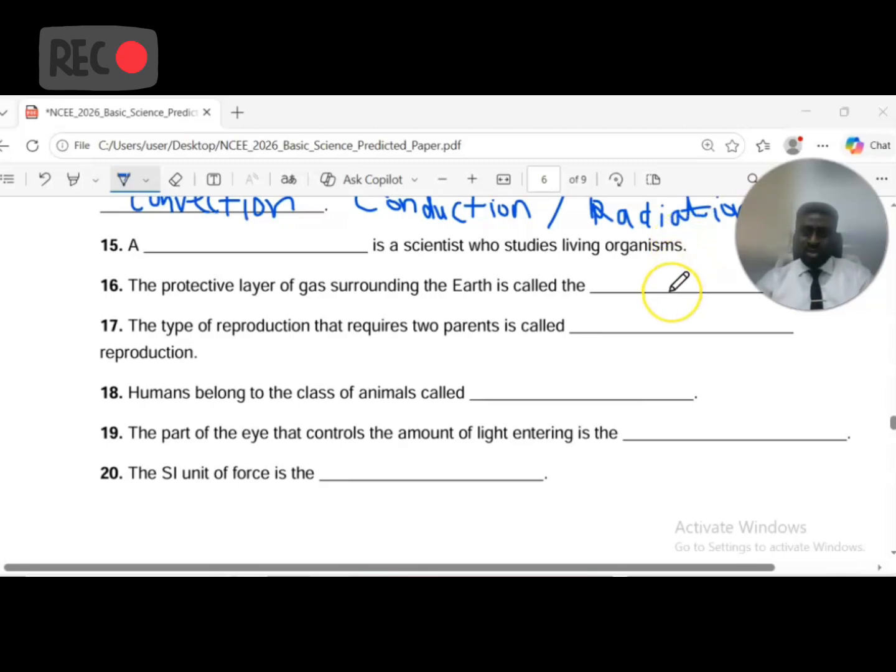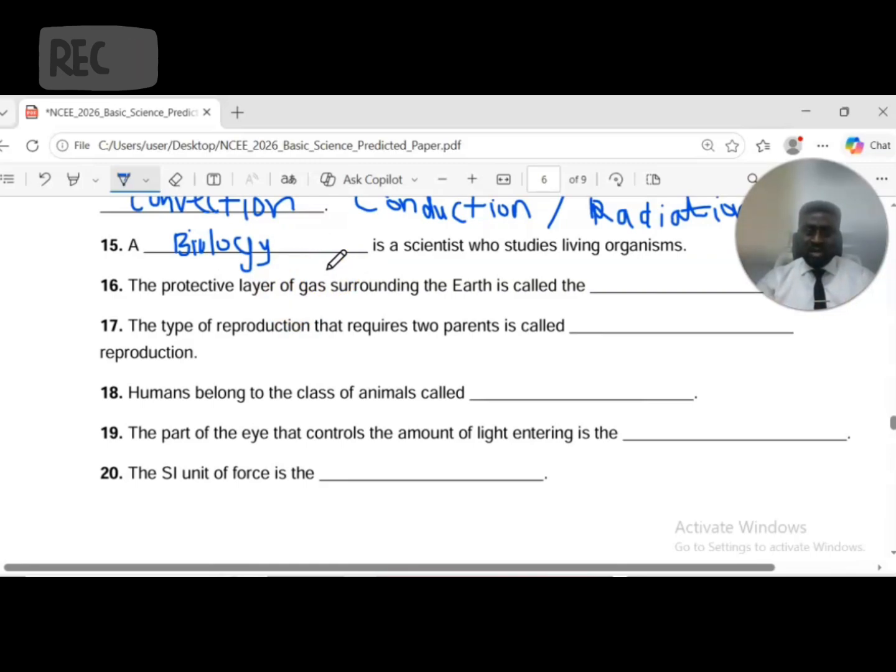Then question 15. A dash is a scientist who studies living organisms. So which scientist under the branches of science studies living organisms? That scientist is called a biologist, from the Greek words bios and logos. The word bios in Greek means life, while logos means to study. So when you combine the two words together, biology is the branch of science that deals with the study of life. Once again, bios in Greek means life, logos means to study.